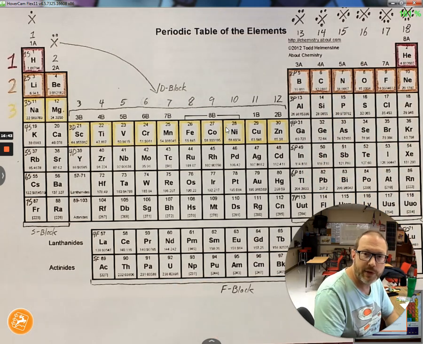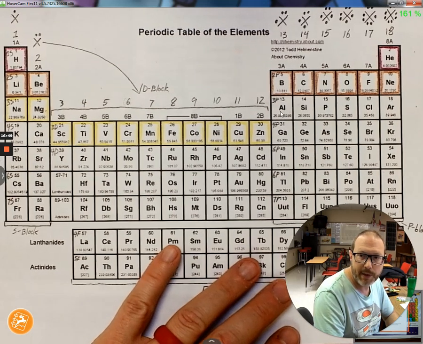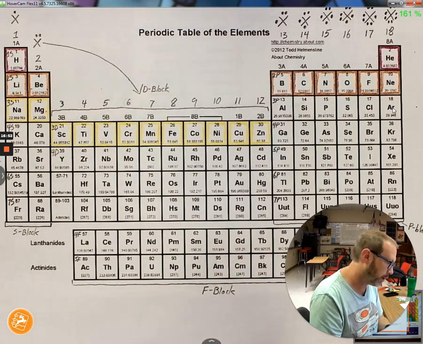Now don't get too excited and do what I almost did and keep on going. Stop with zinc, and then we're going to bounce back up, and we're going to continue with the same color. We're going to do aluminum through argon.